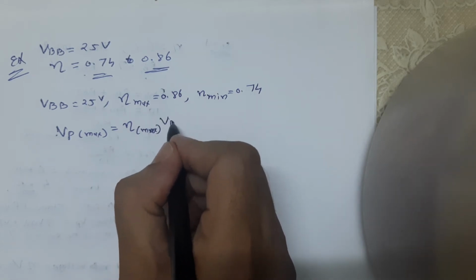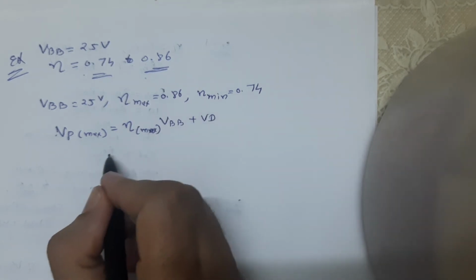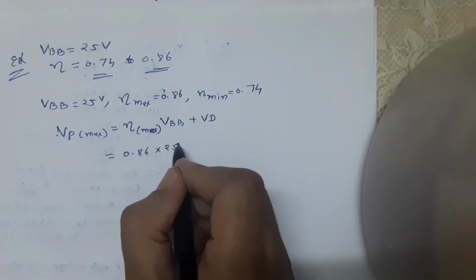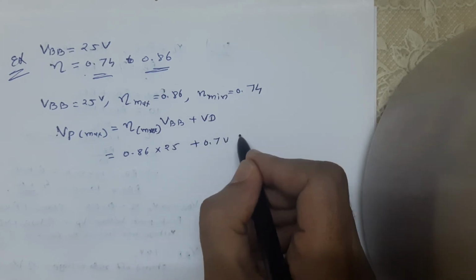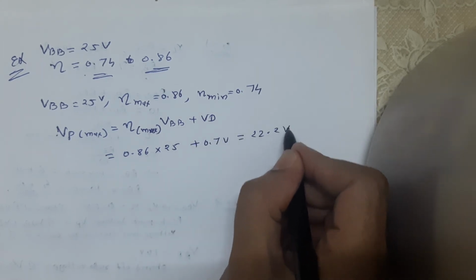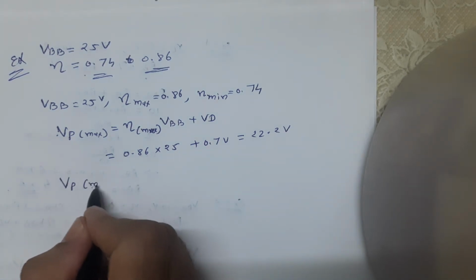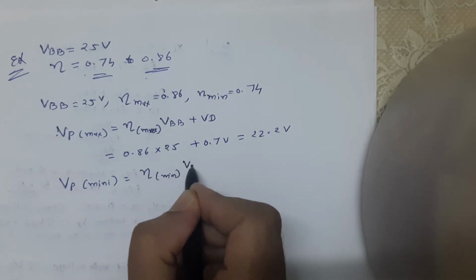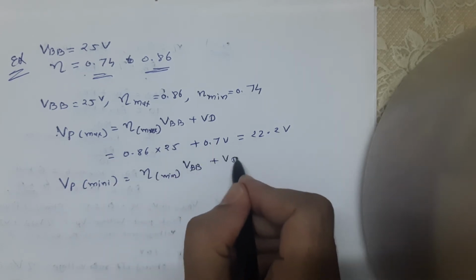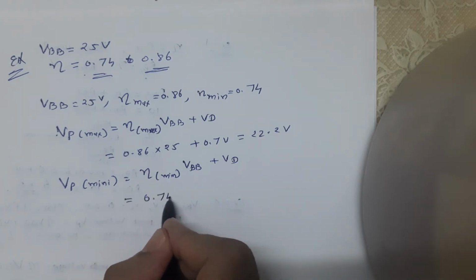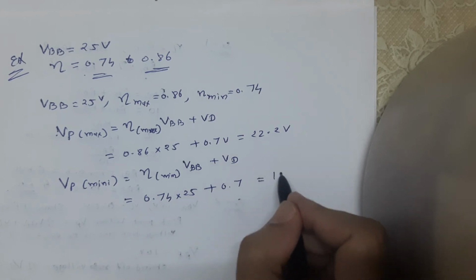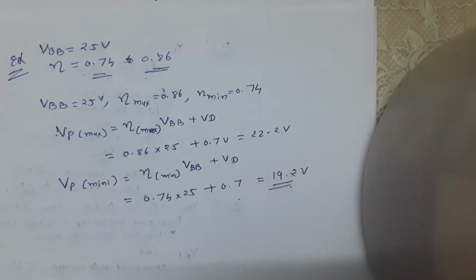So Vp maximum is equal to eta maximum into VBB plus Vd, that is equal to 0.86 into 25 plus 0.7 volt, this is equal to 22.2 volt. And Vp minimum is equal to eta minimum into VBB plus Vd, that is equal to 0.74 into 25 plus 0.7, that is equal to 19.2 volt. These are the two answers for this.